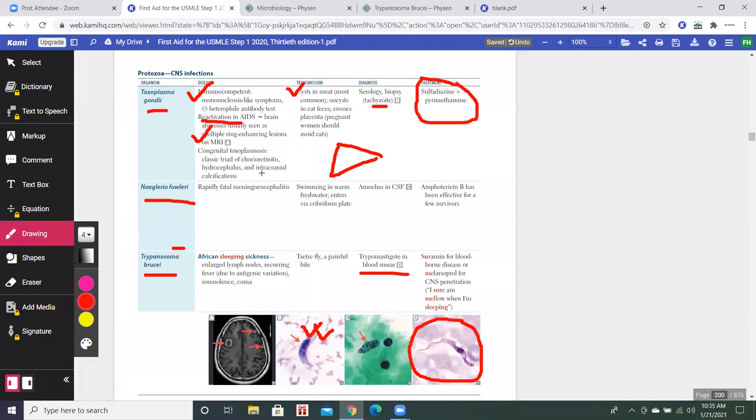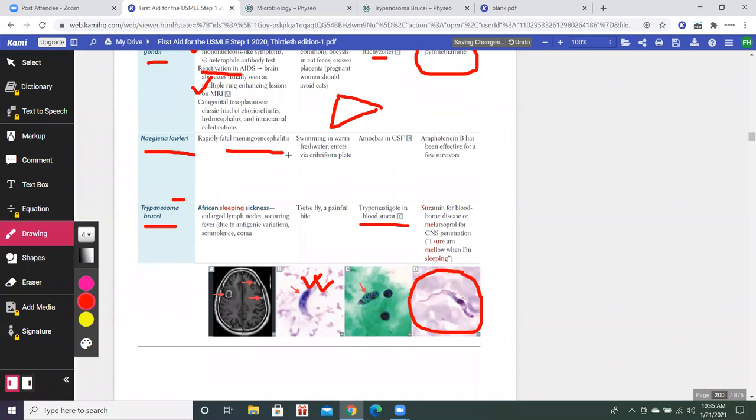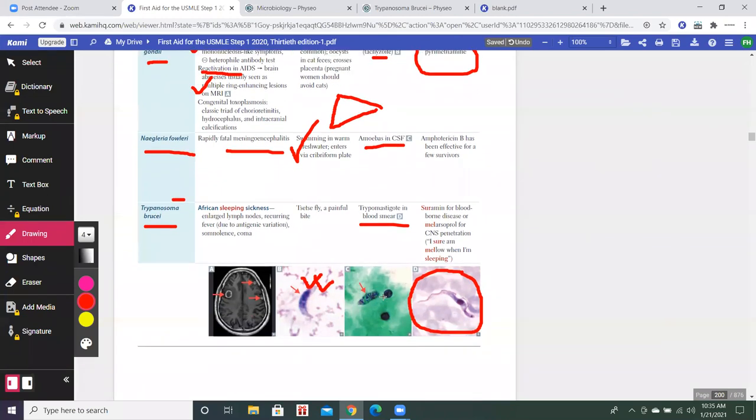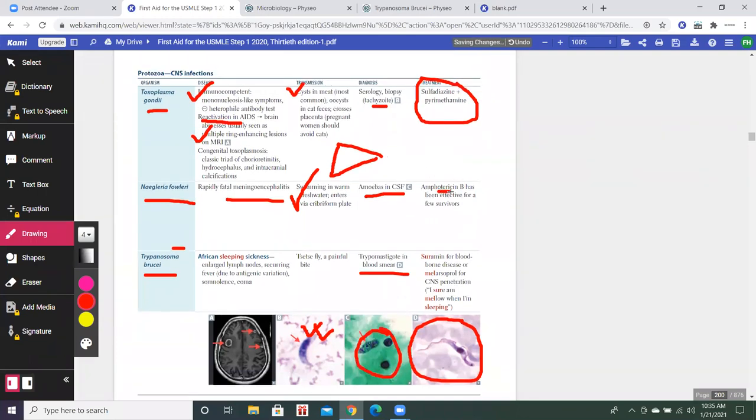Naegleria fowleri is rapidly fatal meningoencephalitis, one of the easiest parasites to remember. Very common for this one. You will get questions telling you that you have a patient who has come to you with fever, headache, seizures, with a history of swimming in a pond in the morning. Unfortunately, that poor patient might have Naegleria fowleri infection and parasitic meningitis, which is a very fatal disease. If you do a CSF study, you will see amoebas in the CSF, like this one. And we can prescribe amphotericin B to see if it has any effect.